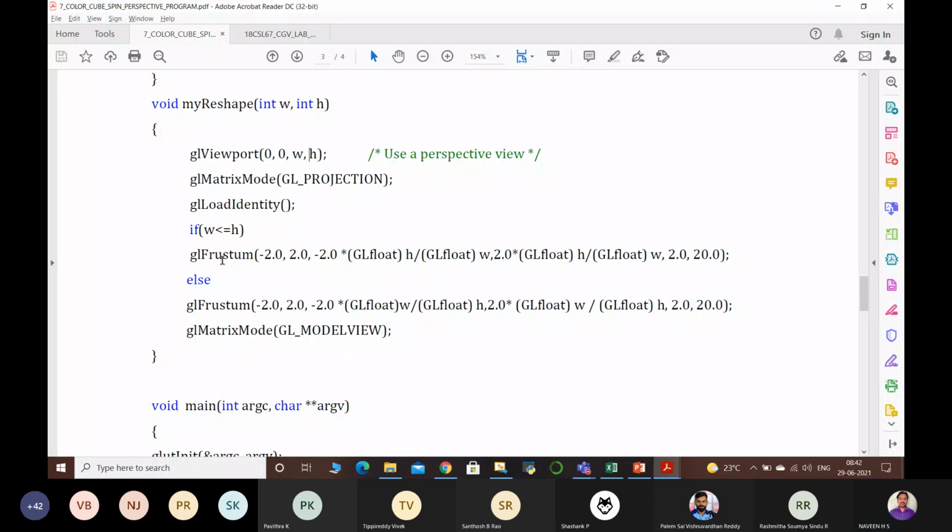So in the previous case, in my reshape function we used GL Ortho. That's it. Same H divided by W; if this condition fails, the else part will be W divided by H. And again we have two matrix calculations: one is matrix mode GL projection, and again GL matrix mode model view. All the changes we made are going to be saved in the matrix, in the form of the GL model view. Okay, so this GL Frustum I will show here.